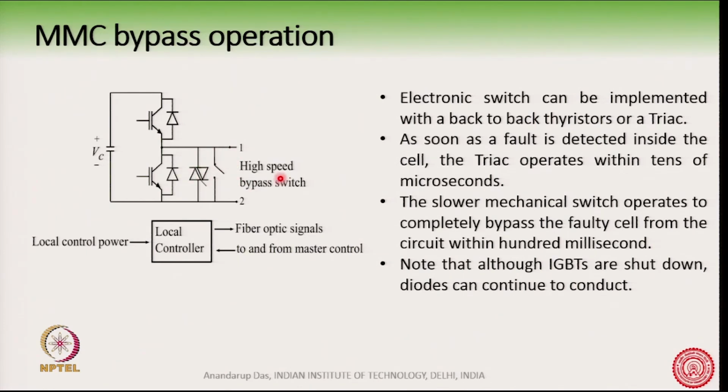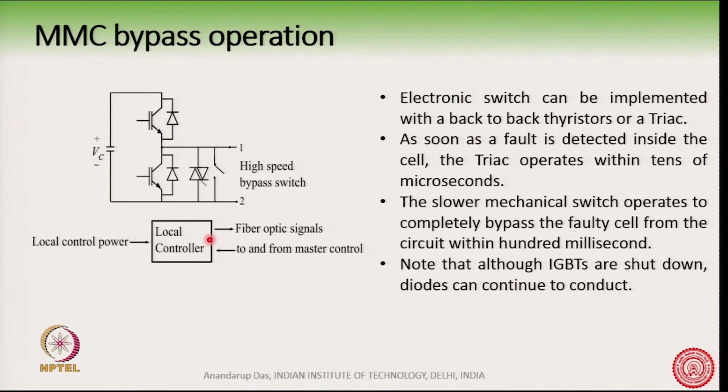Okay. So, what is the function of this switch? If we see that there is some severe fault in the cell, we can bypass the cell by using this bypass switch. If a fault is detected inside the cell, then the electronic switch, like a triac, first operates within tens of microseconds. It is a very fast switch, so it immediately transfers the current from the cell into the triac.